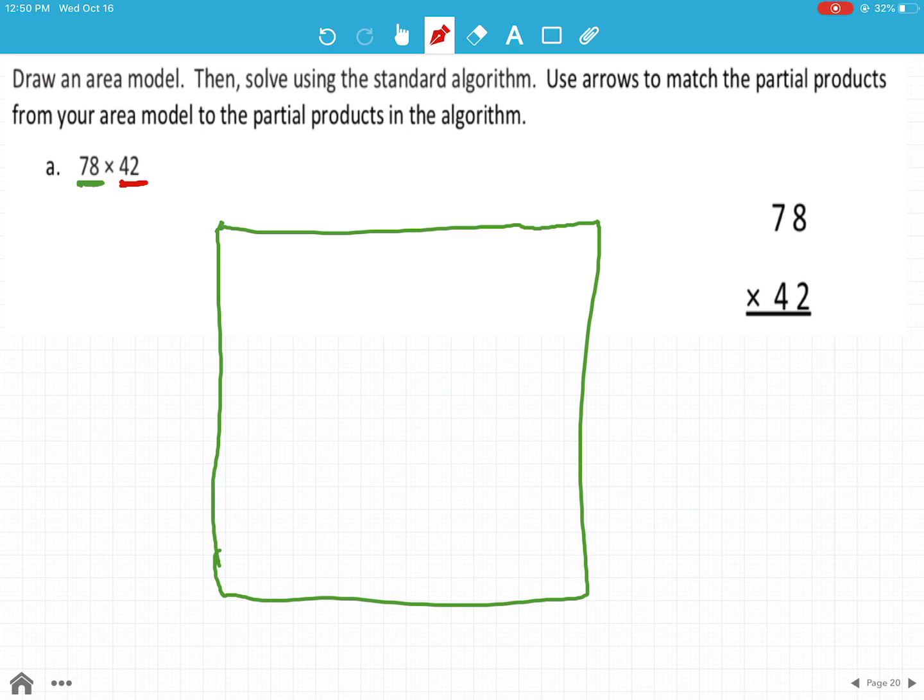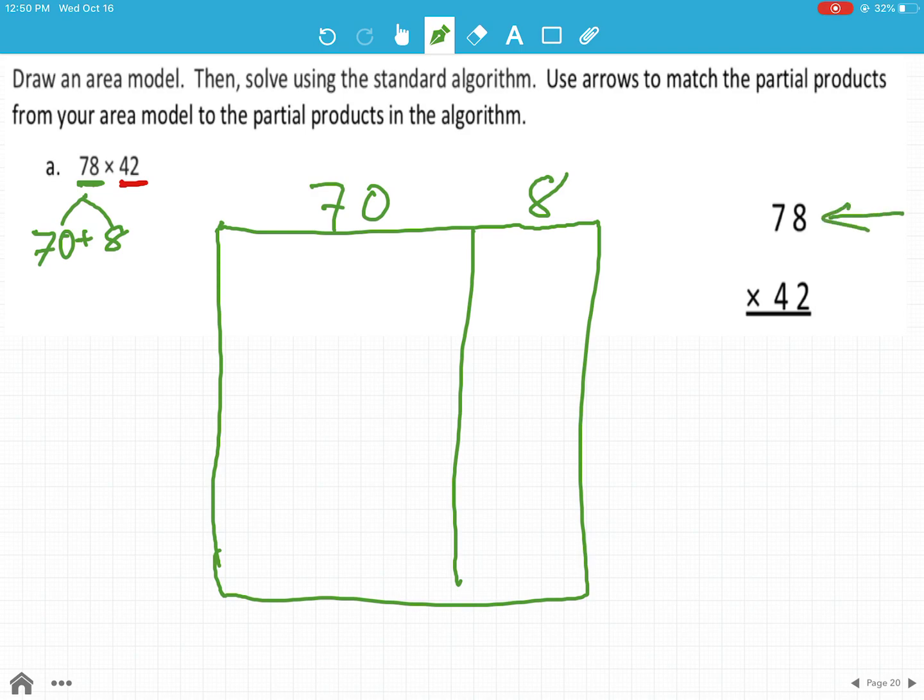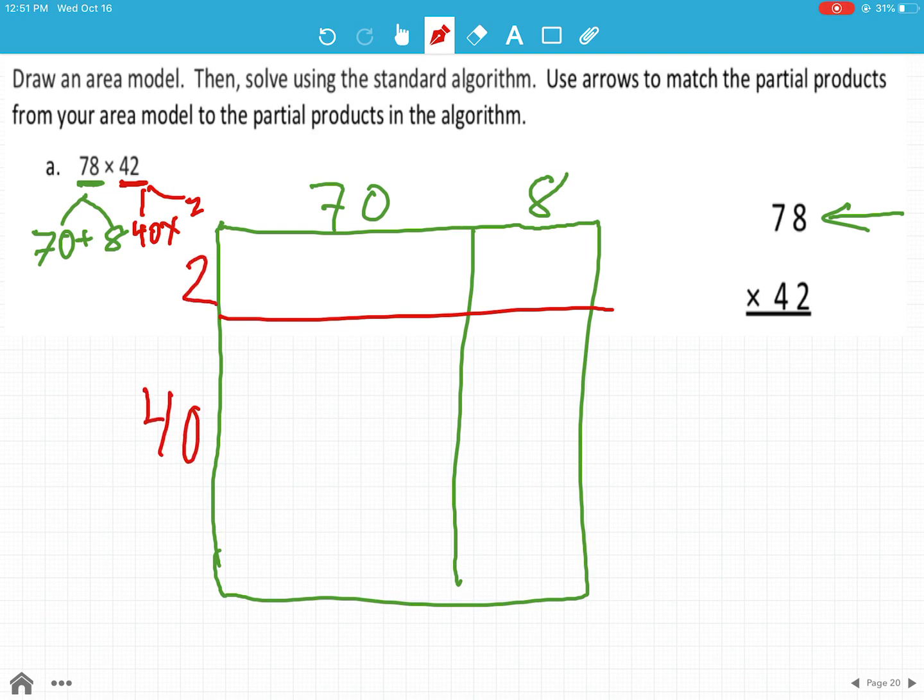Okay? So on top, I'm going to put my 70 and my 8. I'm going to break it up into 2 parts. I'm going to have my 70 and my 8. How do I know it is the top? Well, it's on top over here on the side in our algorithm. Okay? Now, I'm going to take this and cut this. Oops, wrong way. And we're going to make our 40 and our 2. We're going to start off with the 2, and the 40 is after.